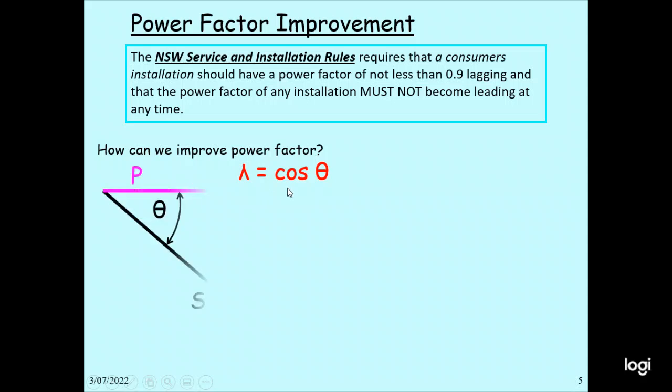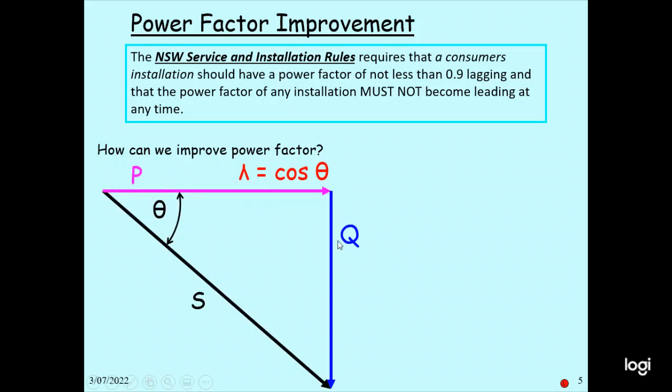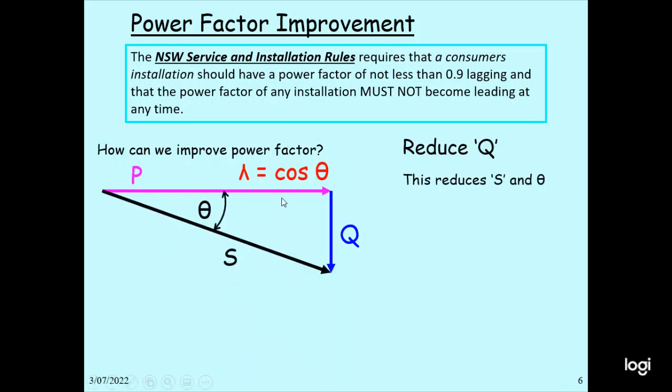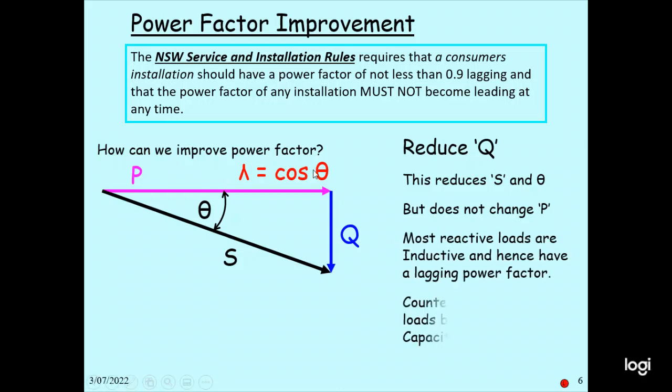So P equals S cos theta, where theta is the angle. We have to reduce the angle, so that reduces Q. If we reduce the reactive power, we can increase the power factor. This reduces S but does not change the real power P. Most reactive loads are inductive loads, therefore the power factor is lagging. To counter the inductive load, we have to connect a capacitor in parallel.